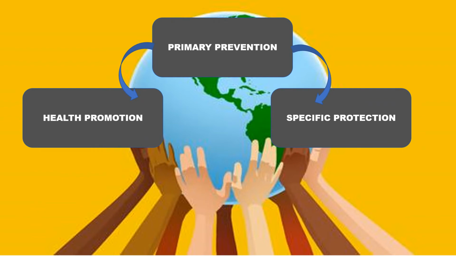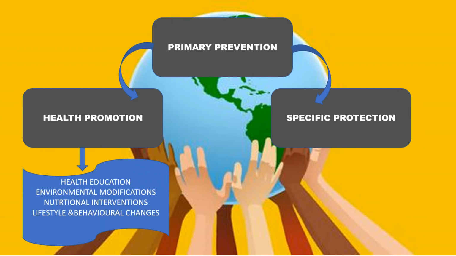So, the interventions under primary prevention are health promotion and specific protection. In health promotion, while you are writing in context of any disease, be it diabetes, hypertension, or coronary heart disease, you have to build your answer on certain basic points. What are those? That is health education, environmental modification, nutritional interventions, lifestyle and behavioral changes. These are the basic points which you are going to build with respect to the particular disease given in the question paper.